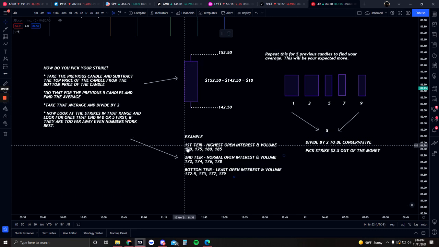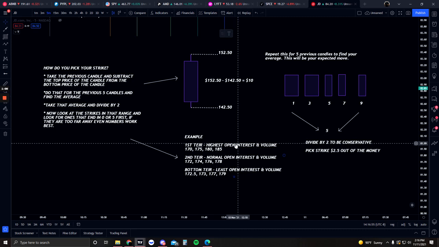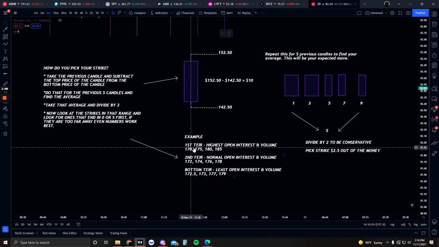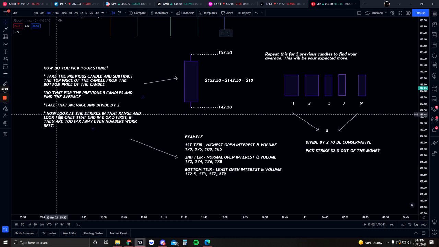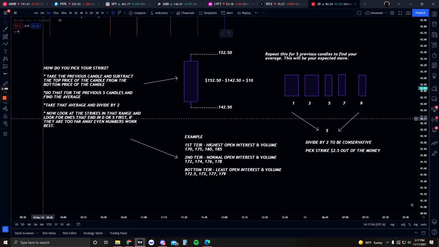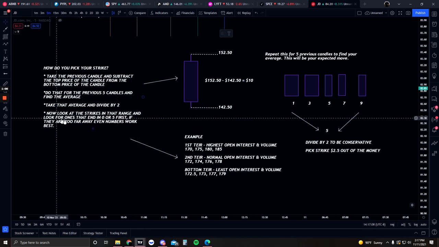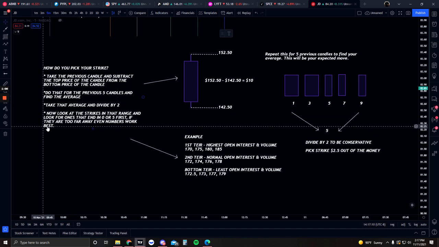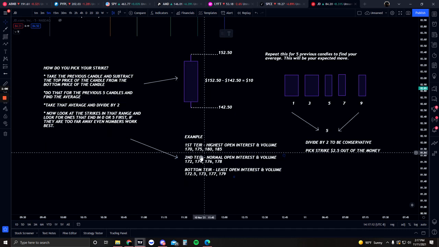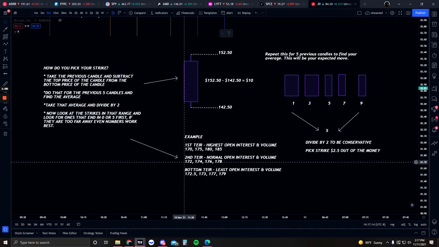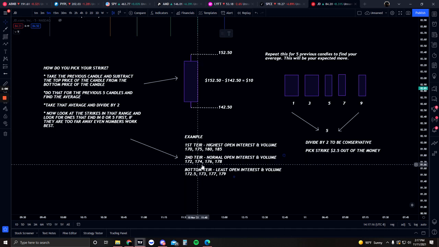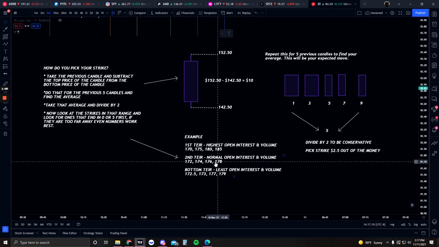First tier, when looking at strikes, highest open interest and volume usually end in 0 or 5. Now look at the strikes in that range and look for ones that end in 0 or 5 first. If those are too far away, even numbers work best. Second tier, normal open interest and volume: 172, 174, 176, 178.